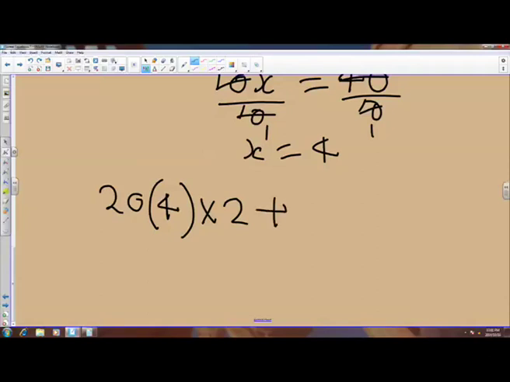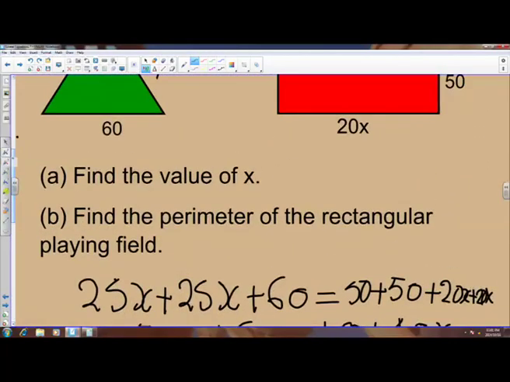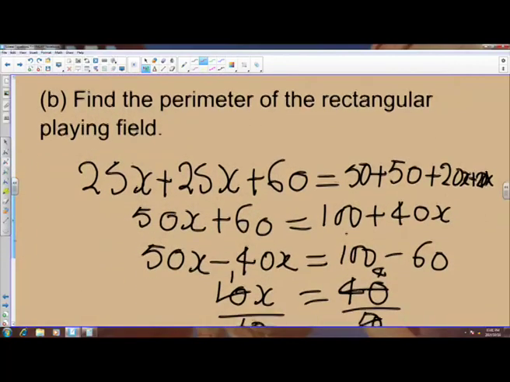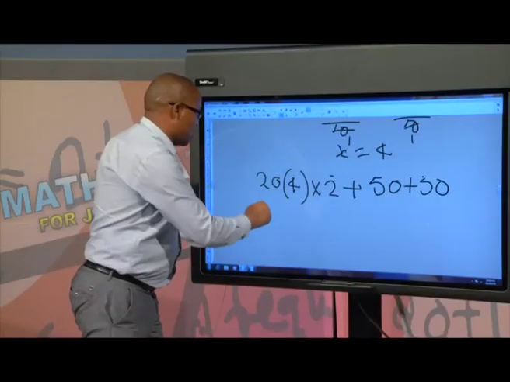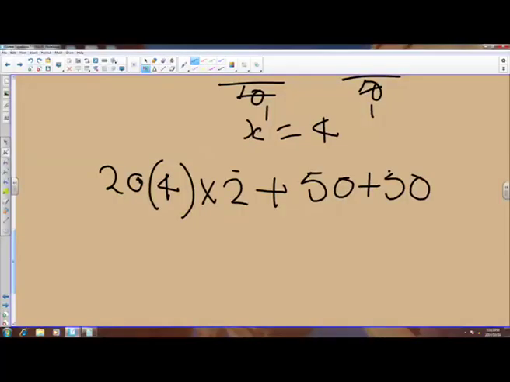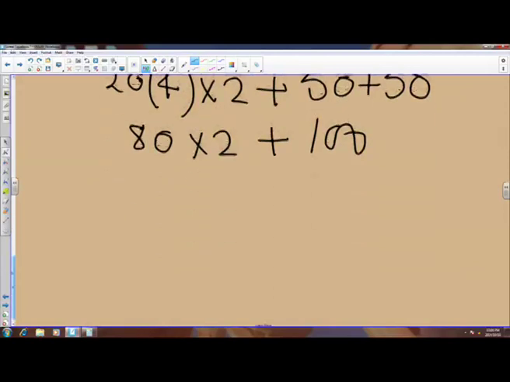And then plus 50 plus 50. Remember, perimeter is the distance around the shape. Let us check. We should be sure. Yes, it's 50 and 50. So it's 20x times 2 plus 50 plus 50. Now, let us work it out. 20 times 4 is 80, multiplied by 2, plus 50 plus 50 is 100. So it's 80 times 2 plus 100.